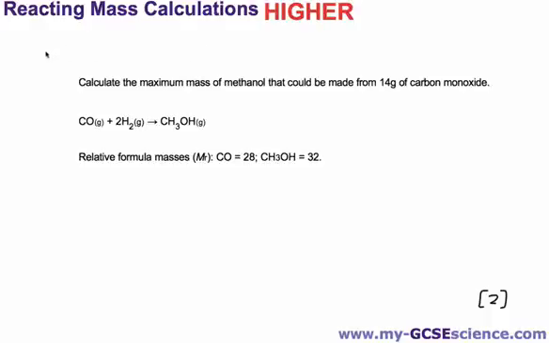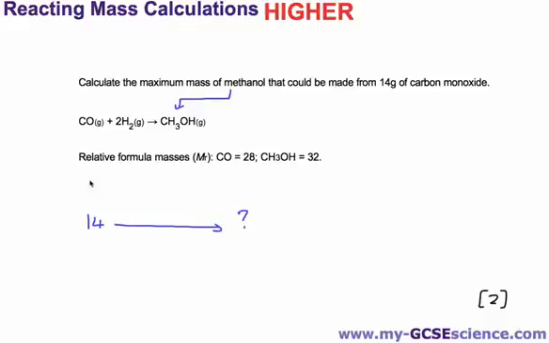So bearing in mind we're working with ratios, how are we going to make ratios out of what we've got in this question here? Well, let's have a look at the question. It says calculate the maximum mass of methanol that could be made from 14 grams of carbon monoxide. So our methanol is here, our carbon monoxide is over here, and we want to know 14 grams of carbon monoxide. How many grams of methanol will that make?